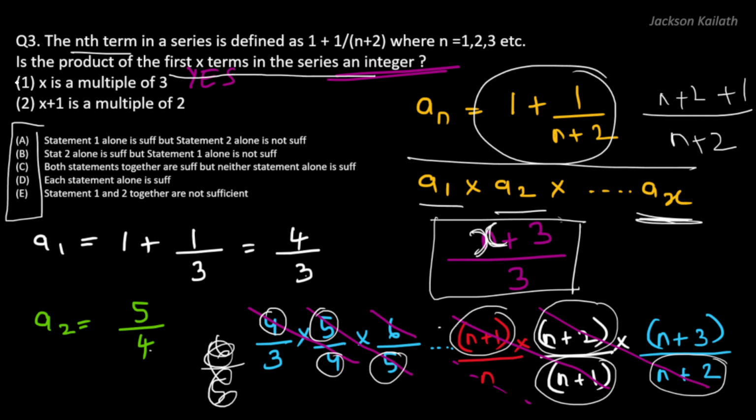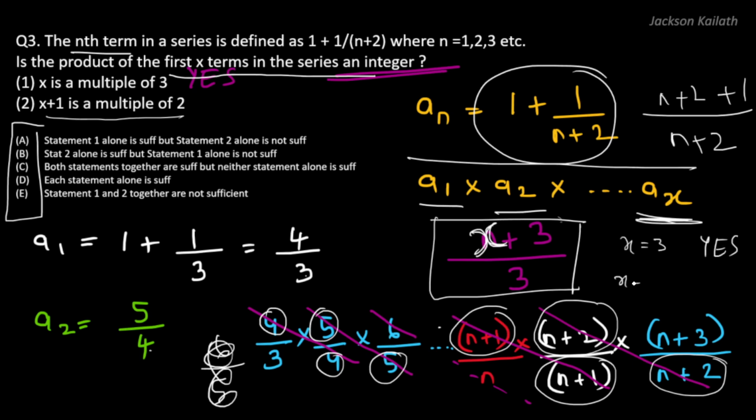Now what about statement 2 alone? It says x plus 1 is a multiple of 2. Now with this statement, can we find whether x plus 3 by 3 is an integer or not in a definite manner? Let's try. If we take x as 3, x plus 1 is 4, and yes, this statement is valid, and in that case this is a yes. So if we take x as 3, we are getting a yes.